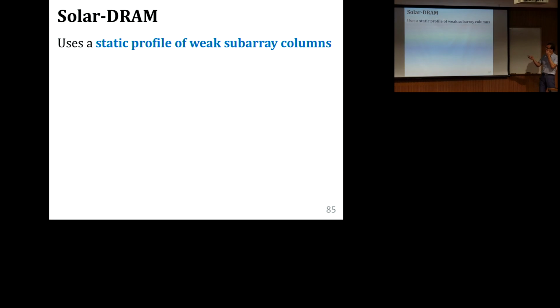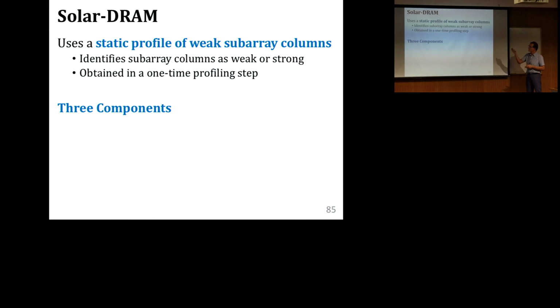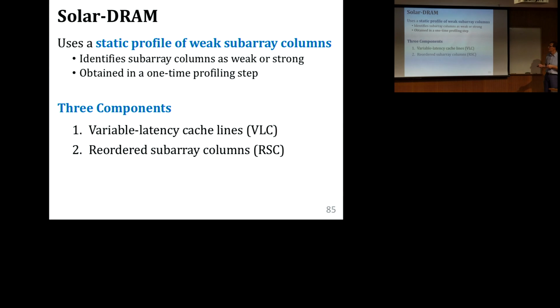We use a static profile of weak subarray columns. We identify subarray columns as weak or strong, and we assume that the one-time profiling step plus some margin is good. There are 3 components to this idea. One is variable latency cache lines. I'm going to explain it. And the other is reordered subarray columns based on some other observation. And the last one is the simplest one, which is reduced latency for writes. For all writes, you reduce the tRCD.